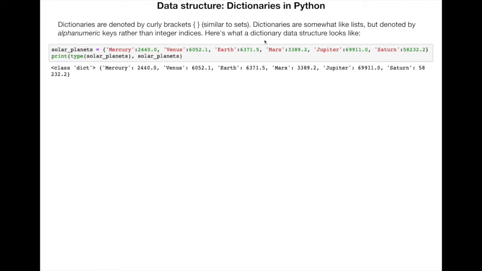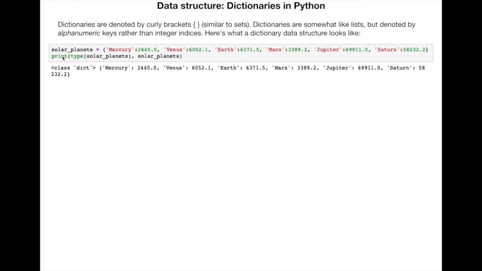So this is what a dictionary data structure looks like. For example, here I defined a dictionary called Solar Planets, and that's the name of the dictionary, denoted by curly brackets. I have different values in the dictionary, and they have two parts: one is the key, the other is the value, separated by a colon. This dictionary is basically a data structure that contains the radii of the planets in the solar system. Well, some of them, right?